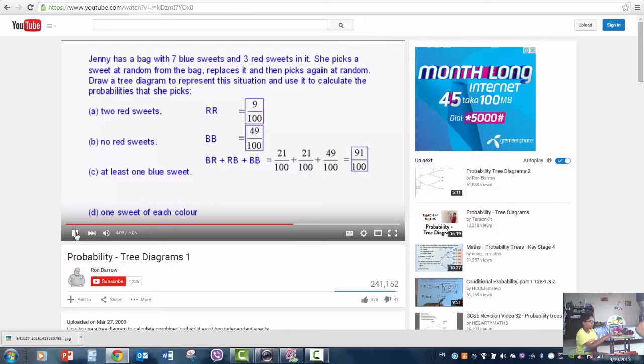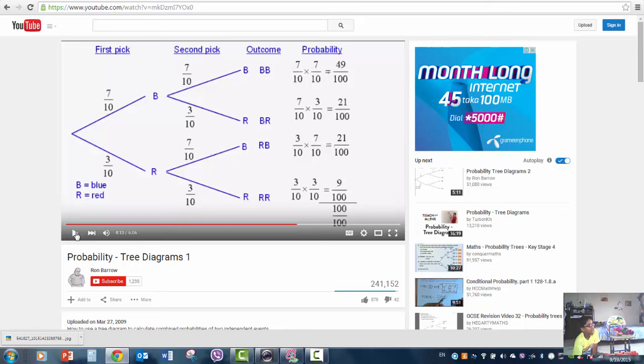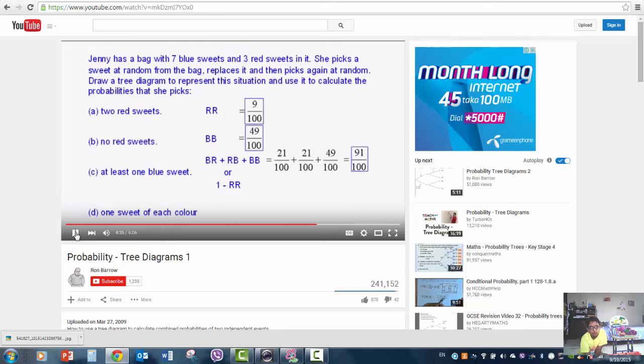But there is another, slightly quicker way of doing it. Let's do that as well. The only one which doesn't have a blue in it is this one. And since we've got all our possibilities adding up to one, if we take this possibility away from one, then everything else must have a blue in it, at least one blue. So our working is going to be 1 minus the probability of 2 reds, which is 1 minus 9 hundredths, which is 91 hundredths. Same answer, no surprise. The same answer, but it's just a different way of getting to it.